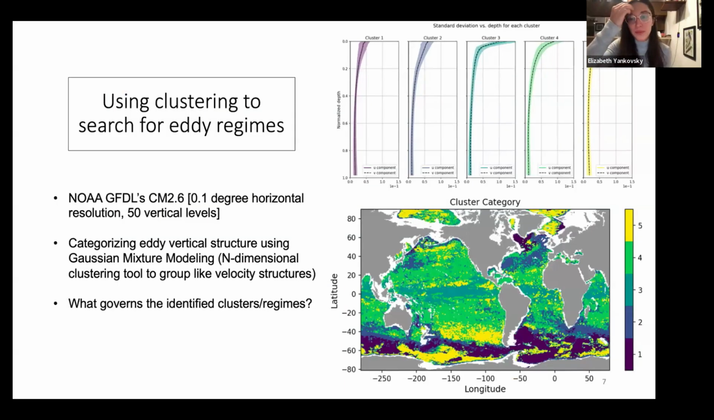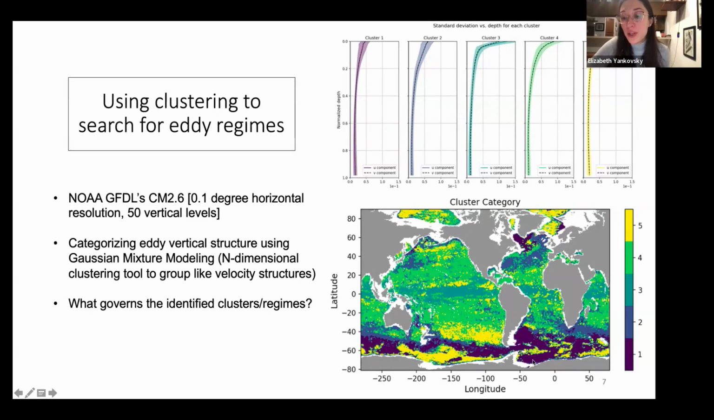And so we applied the same data set. So this is this CM2.6 model, 1/10 of a degree resolution, 50 vertical levels. And we performed some k-means clustering where we basically just took the velocity profiles at every point in the model, and we removed all the geographical information. So we concatenated all of these eddy velocity profiles into one large matrix, and then asked this algorithm to identify similar regions where the eddy vertical structure looks comparable. And again, there's no geographical information in this clustering.